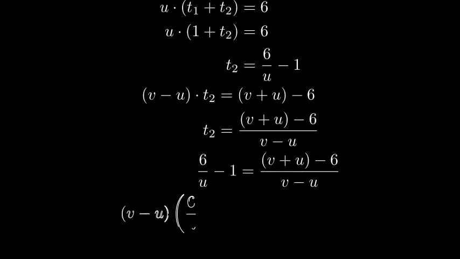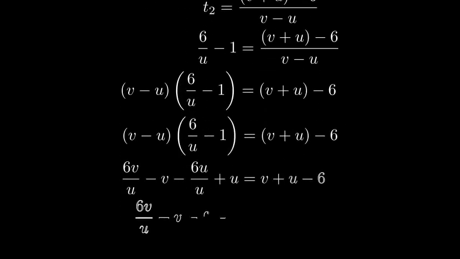We have two expressions for t sub 2. Let's set them equal to each other and solve for u. 6 divided by u minus 1 equals v plus u minus 6 divided by v minus u. Let's cross-multiply to eliminate the fractions. We get the quantity v minus u times the quantity 6 divided by u minus 1 equals v plus u minus 6.